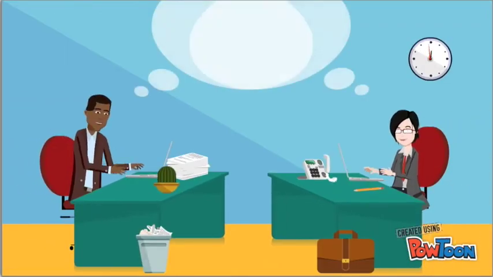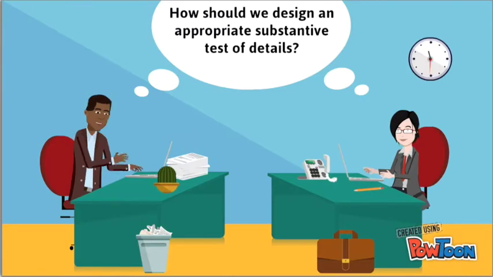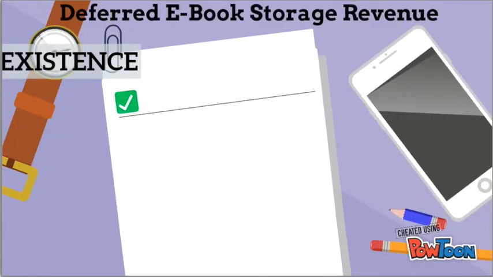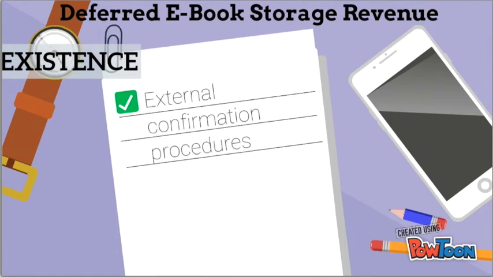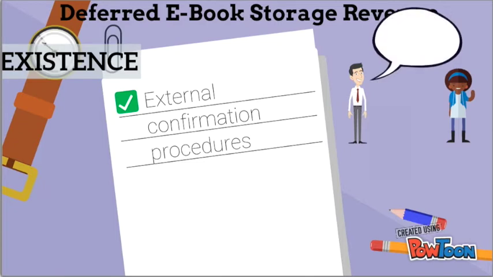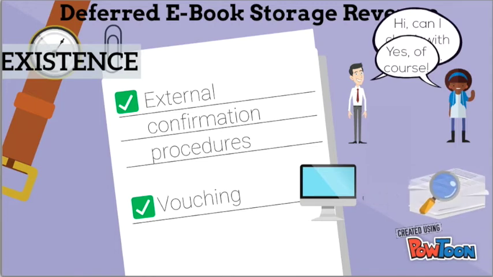So how should we design an appropriate substantive test of details? Let's see. For assertion risk of existence on deferred ebook storage revenue, external confirmation procedures can be conducted by obtaining confirmation from creditors whether the transaction did take place. Inspection of supporting documents will be carried out by vouching entries of ebook storage revenue account to respective invoices.